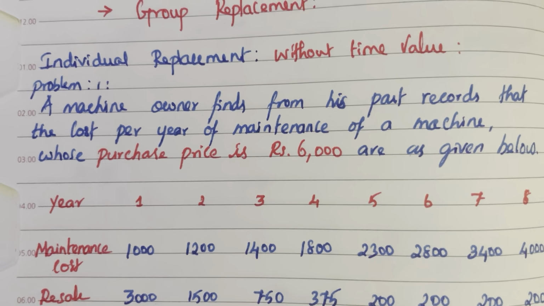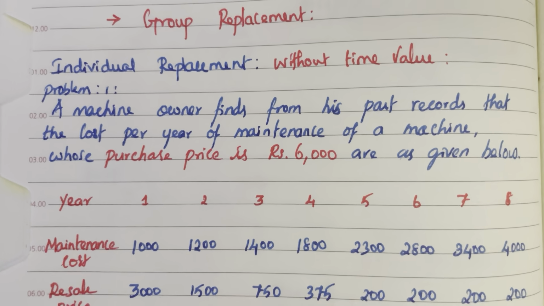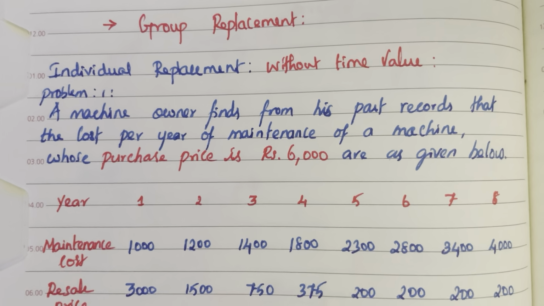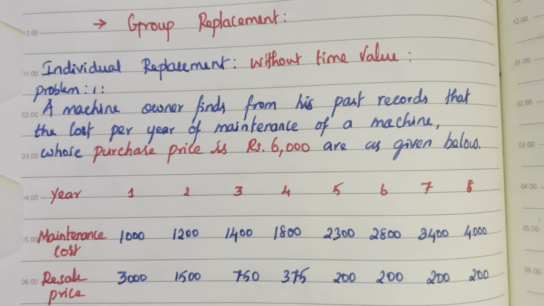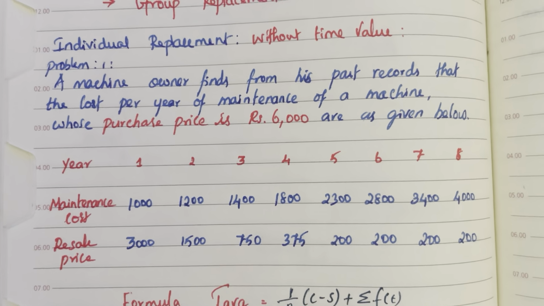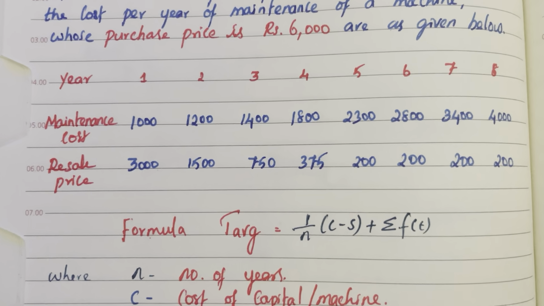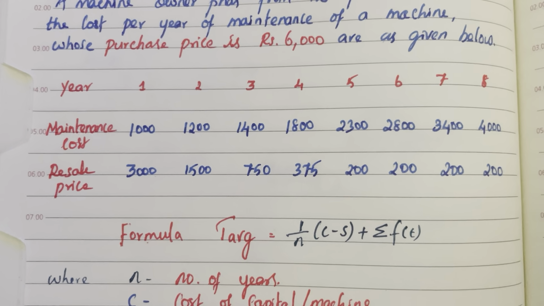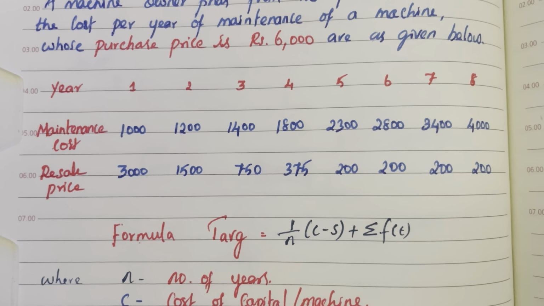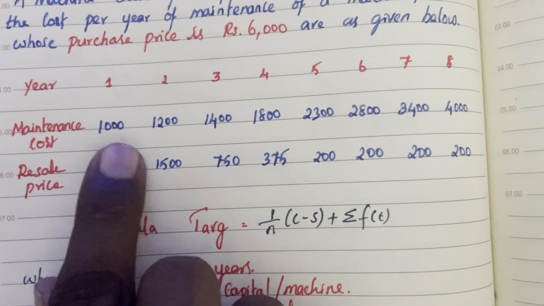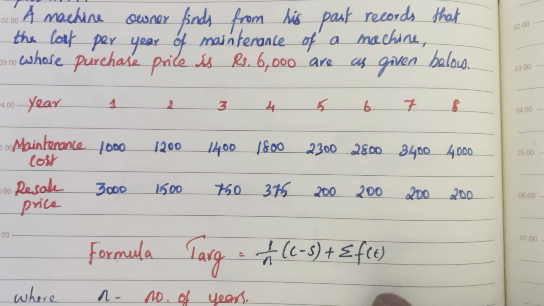So we have a question here. A machine owner finds from his past records that the cost per year of maintenance of machines whose purchase price is 6,000 rupees is given below. The purchase price of the machine is 6,000 rupees, and he has the following maintenance costs from the first year to the 8th year. You can see the first year it is 1,800 and it keeps on increasing, and finally reaches 4,000 at the end of the 8th year.